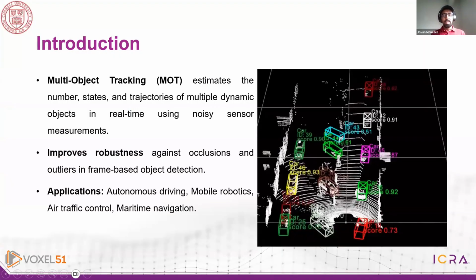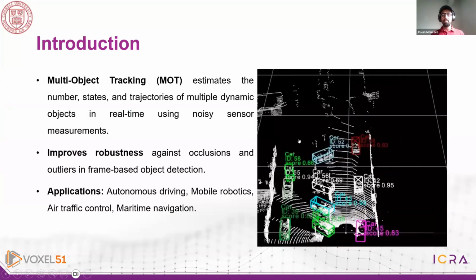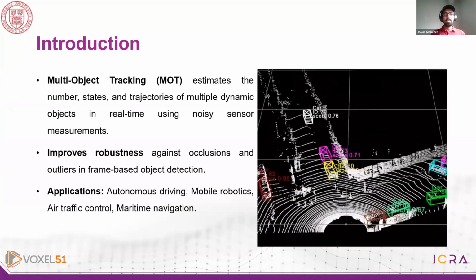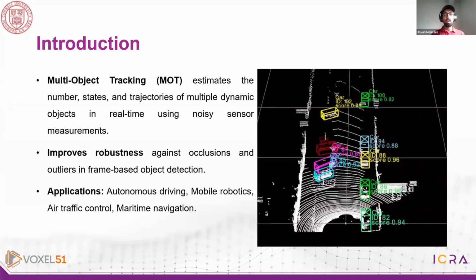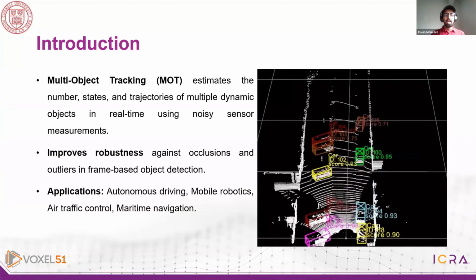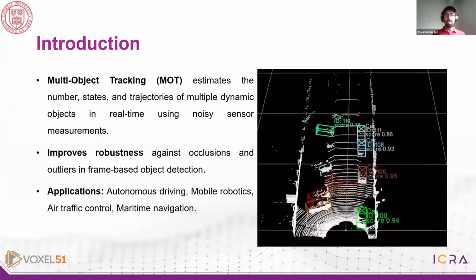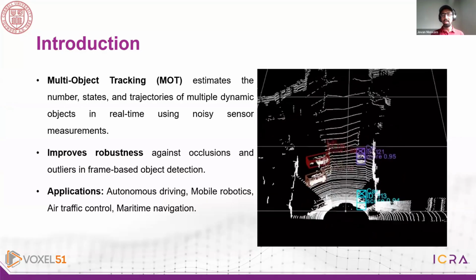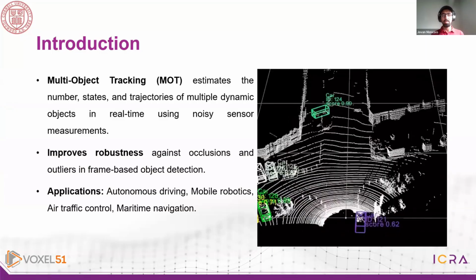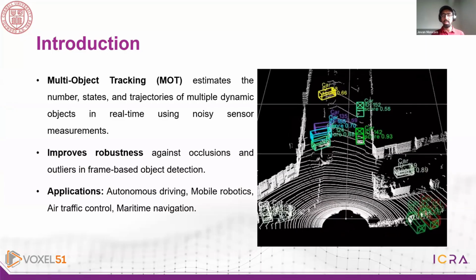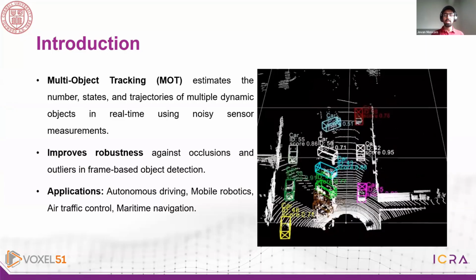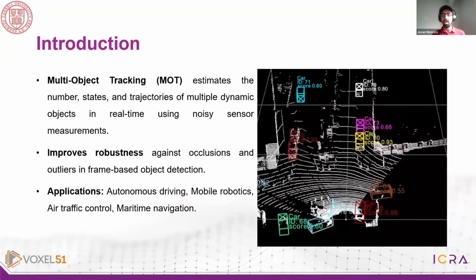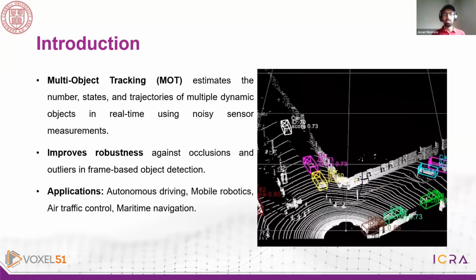Getting into it, in this work, the problem that we are tackling is multi-object tracking. In this task, the goal is to estimate the number of objects, their state, and the trajectories of these multiple dynamic objects in real time using noisy sensors as an autonomous vehicle or a robot moves around in the environment. As you can see on the right over here, it's the LiDAR video of a car moving around in the scene. You can see the tracks.